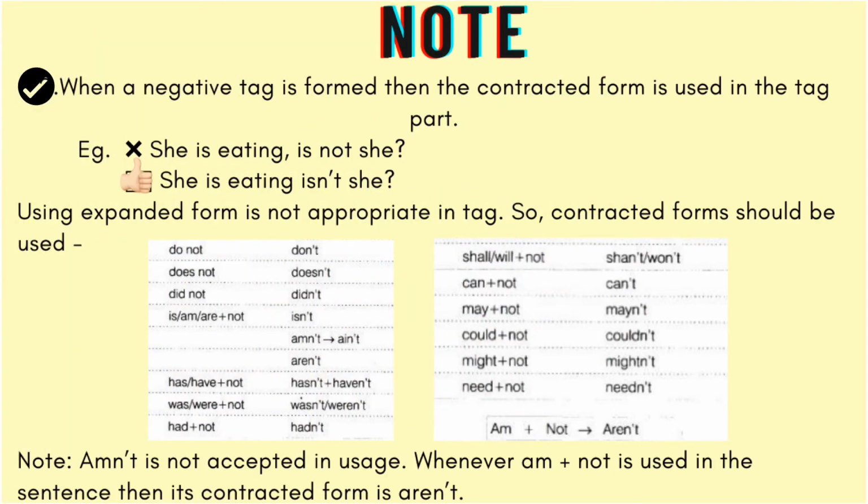Let's see the note. As you all know, when a negative tag is formed, the contracted form is used in the tag part. Example, she is eating, is not she. You will not write this. You will write she is eating, isn't she? Using the expanded form is not appropriate in a tag, as you all know. So contracted forms should be used. Amn't, that is am not, is not accepted in usage. Whenever am plus not is used in the sentence, its contracted form is aren't.